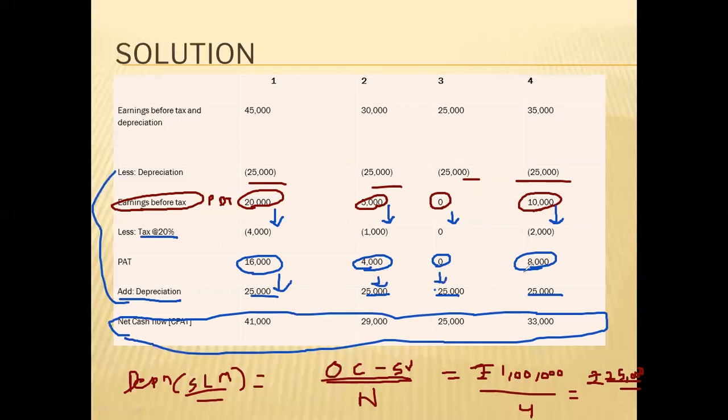Okay. So this is the cash flow after tax. This cash flow after tax we will actually use in our analysis. Okay. Everybody understood how to calculate the cash flow after tax?